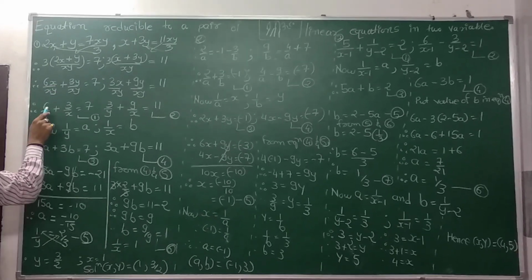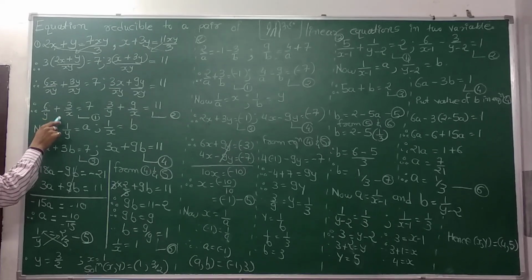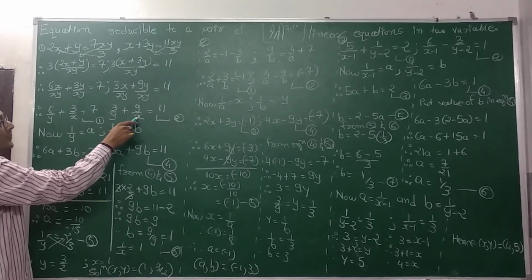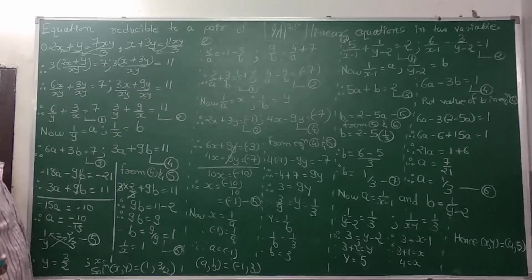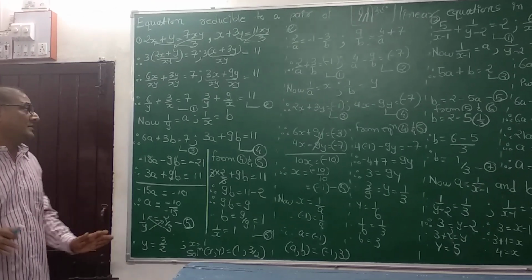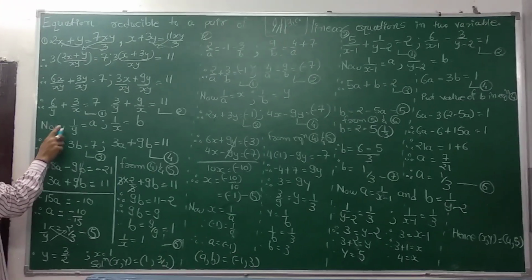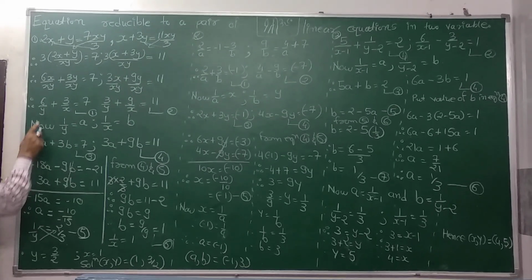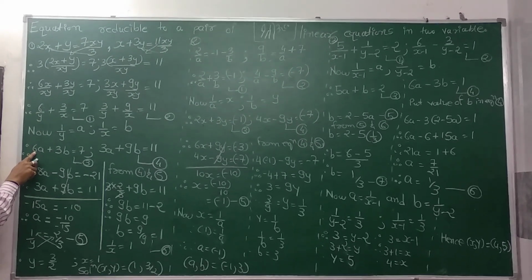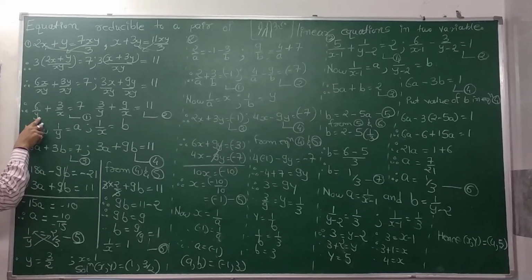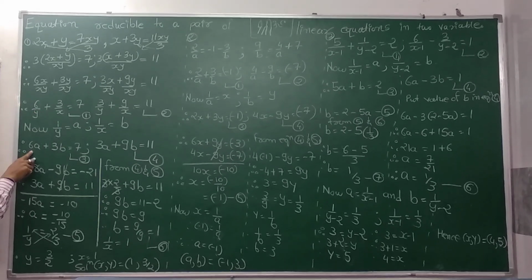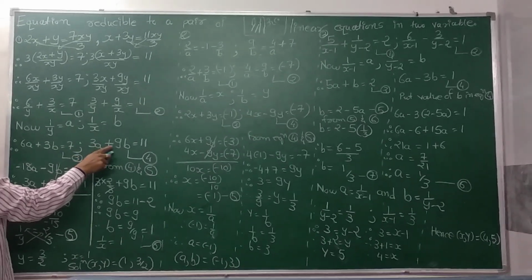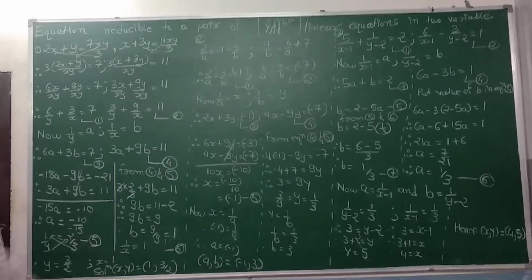After cancellation, that is 6 upon y plus 3 upon x is equal to 7, and again 3 upon y plus 9 upon x is equal to 11. Still it is not in the standard form of linear equation. So we have to suppose 1 upon y is equal to a and 1 upon x is equal to b. So equation 1 is converted to 6a plus 3b is equal to 7, and 3a plus 9b is equal to 11.